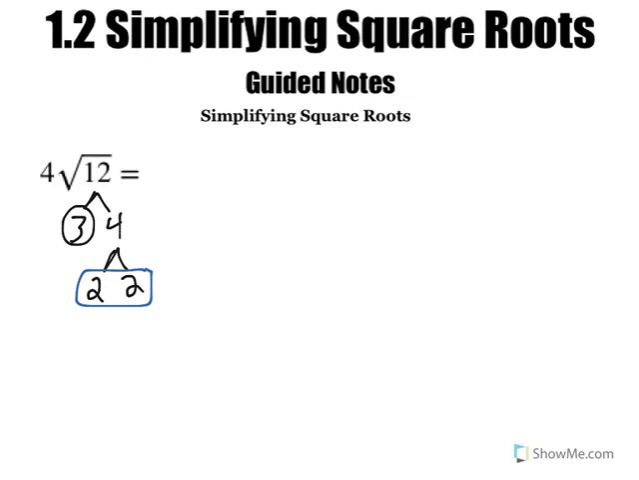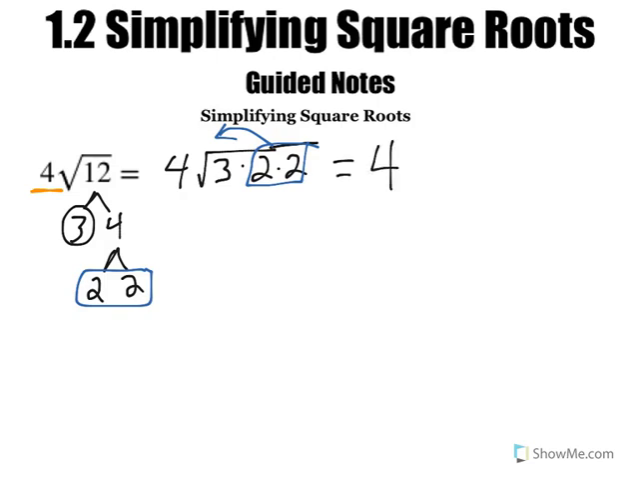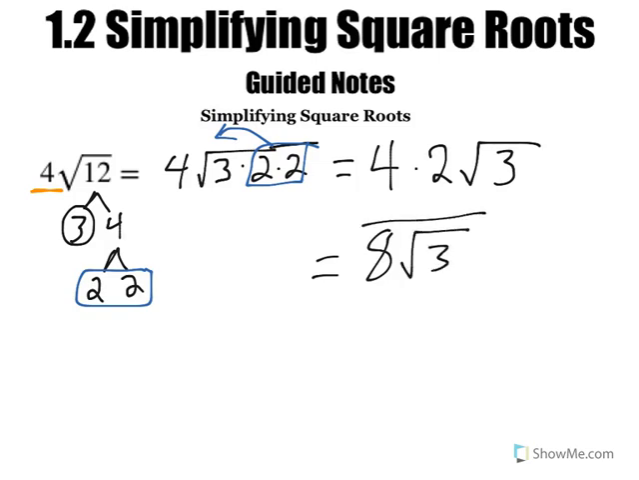So now I'm going to leave the 4 that's on the outside. So we have 4 square root of 3 times 2 times 2. And this is the pair that we want that we're going to bring to the outside. We leave the 4 on the outside. We're going to multiply it times the 2 that we're bringing to the outside, and we leave the 3 on the inside of the square root. So our final simplified answer would be 4 times 2 is 8, square root of 3. And that is our simplified square root.